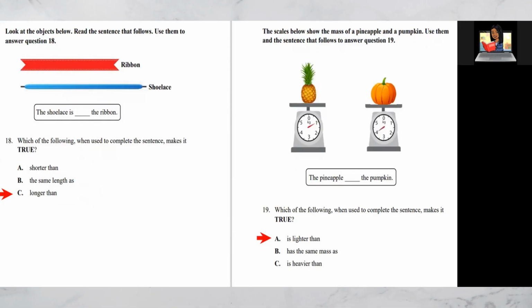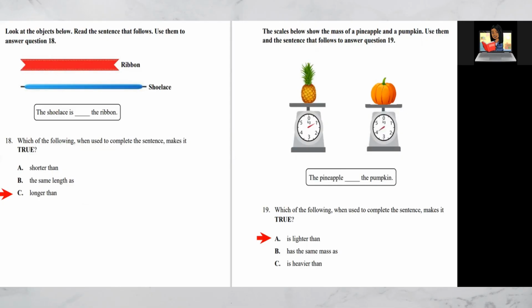Then we have question 19. You look at the pineapple and the pumpkin on the scale, and you're reading what the scale says. So the pineapple measures 1 kilogram and the pumpkin measures 4 kilograms. So you look at the sentence now. The pineapple blank the pumpkin. The pineapple is 1 kilogram, the pumpkin is 4 kilograms. Therefore, the pineapple is lighter than the pumpkin. That is how you get the answer.